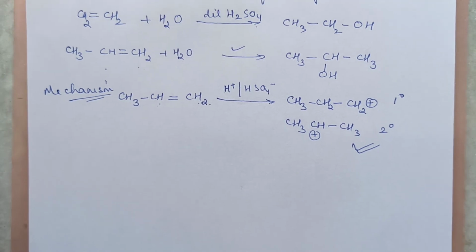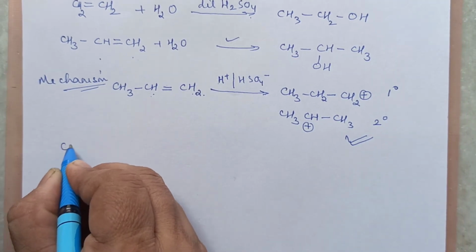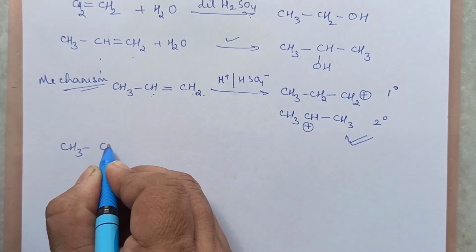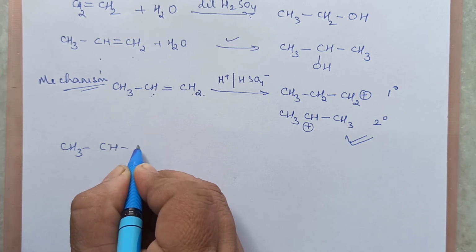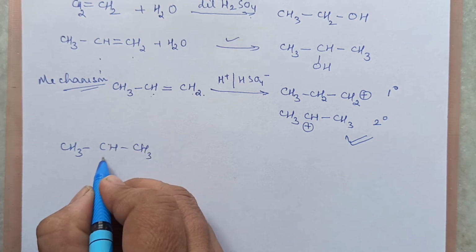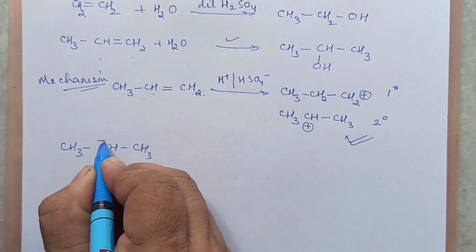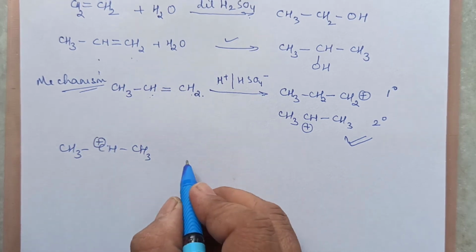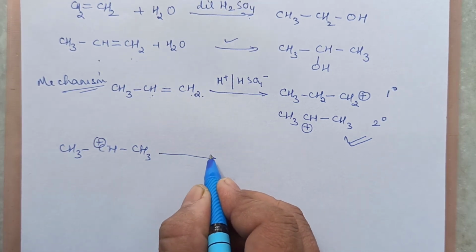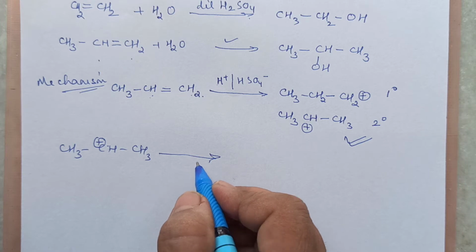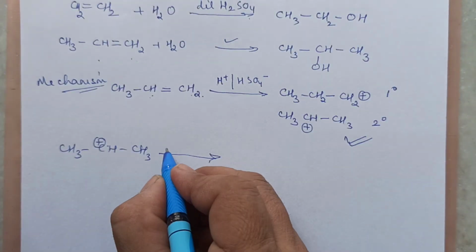Now in the next step what happens, children? Whatever carbocation is obtained, CH3, CH, CH3, and the positive charge we write here. You can write it on the top also. So this is now attacked by water. We have taken water also. With water we are adding dilute sulfuric acid.